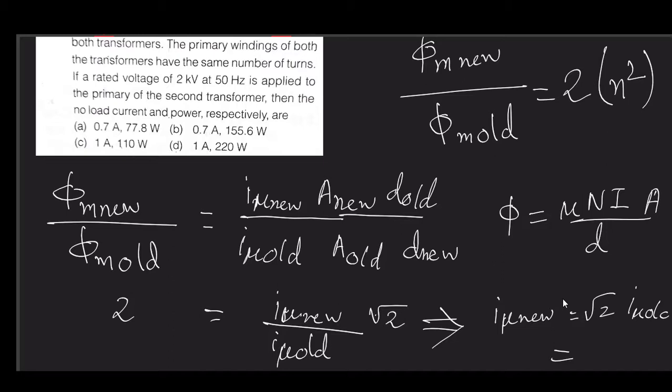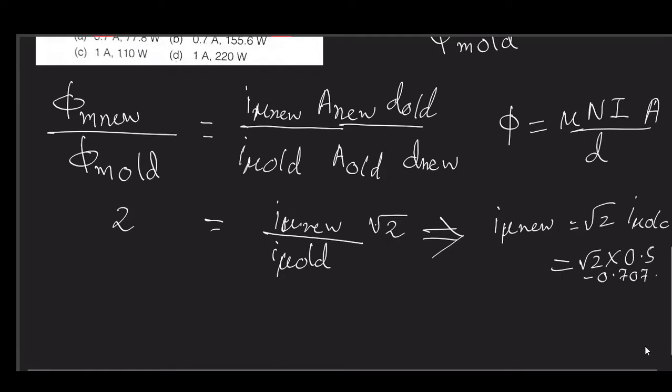It will be root 2 into 0.5, so 0.707, that is the answer. And what about the core loss?